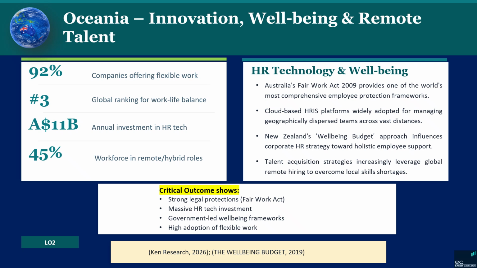Now, the critical outcomes and lessons learned from this contingent HR model include strong legal protections, the Fair Work Act, massive HR technology investment, government-led well-being frameworks, and high adoption of flexible work.